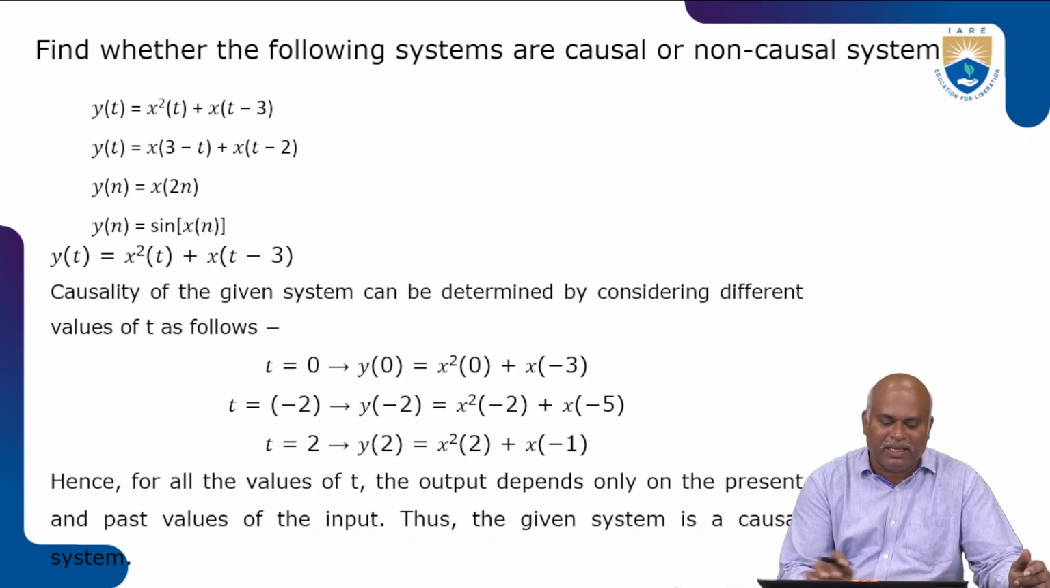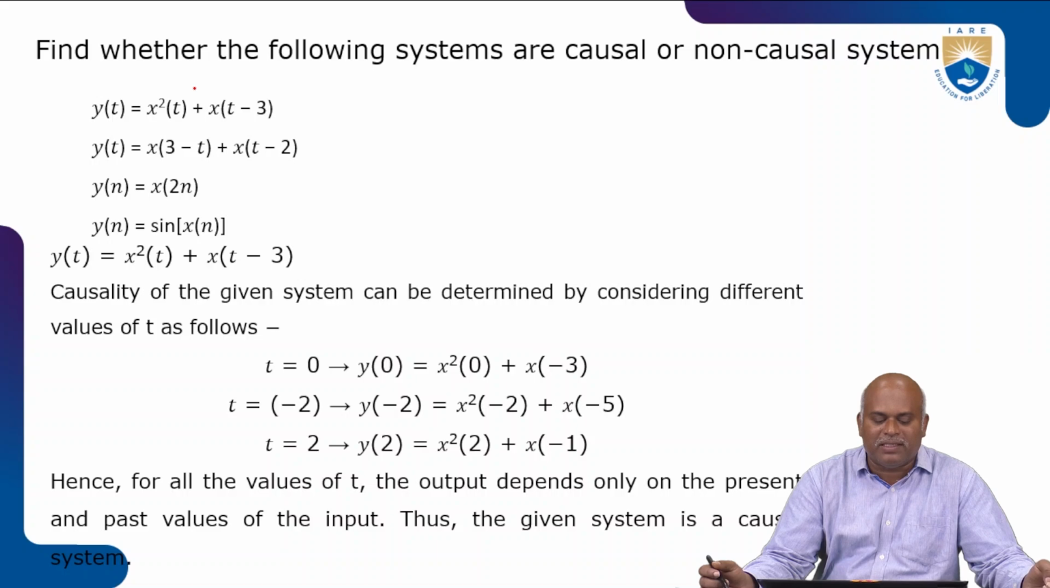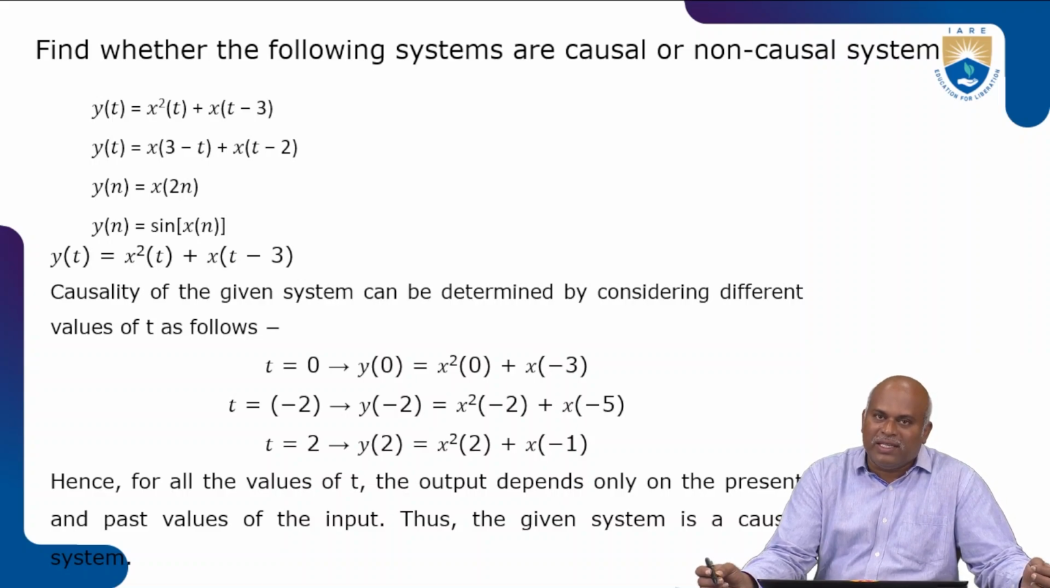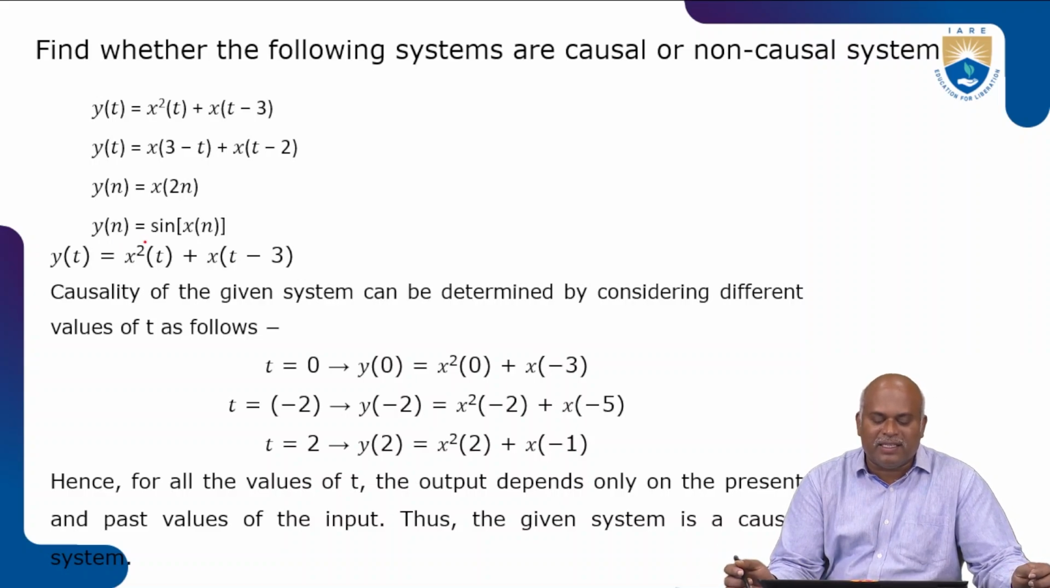Here you can take some causal and non-causal examples; I am going to explain some sequences. y of t is equal to x square of t plus x of t minus 3. y of t is equal to x of 3 minus t plus x of t minus 2. y of n equal to x of 2n. Then y of n equal to sine of x of n.